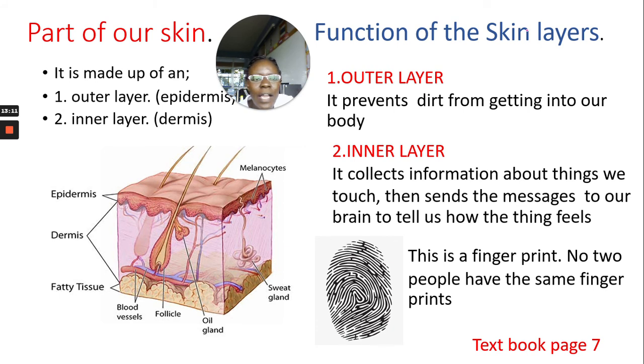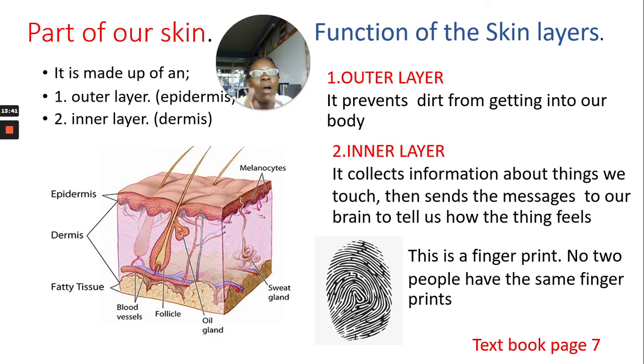Now, what is the function of the skin layers? We have the outer layer. This outer layer prevents dirt from getting into our body. It prevents anything like dirt from getting inside our body. Then we have the inner layer. This inner layer collects information about things we touch. So when you touch something rough, it collects the information.